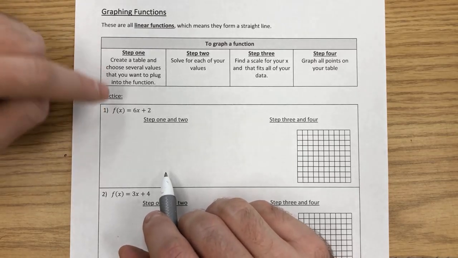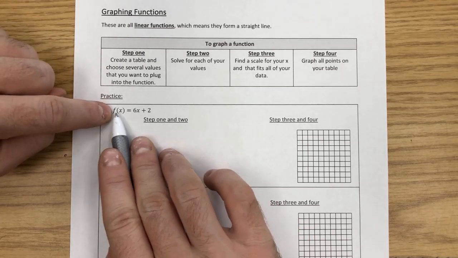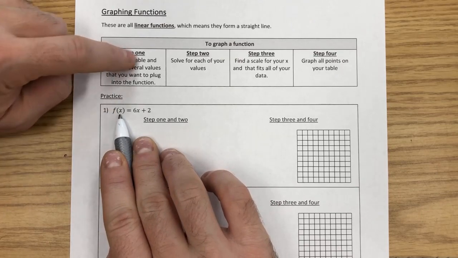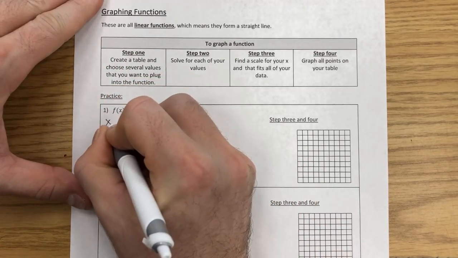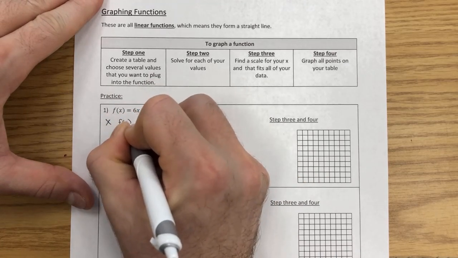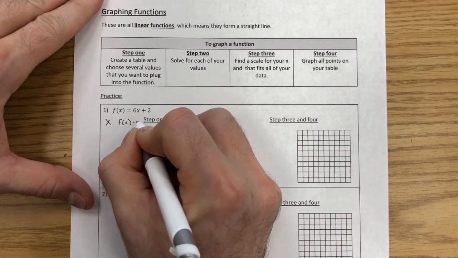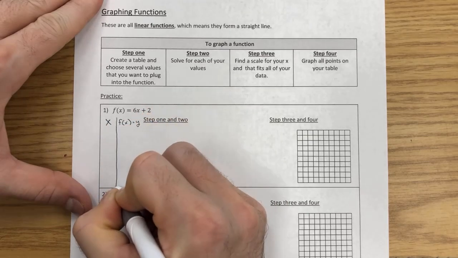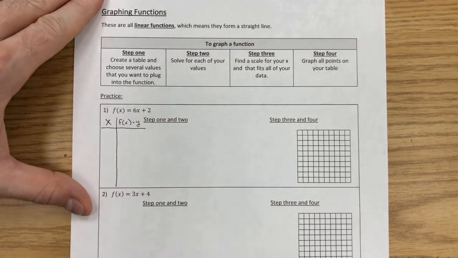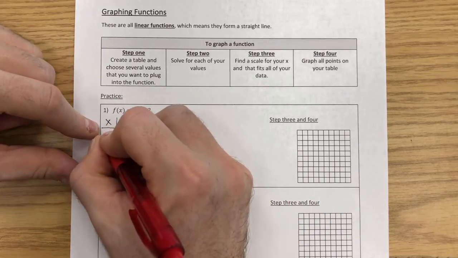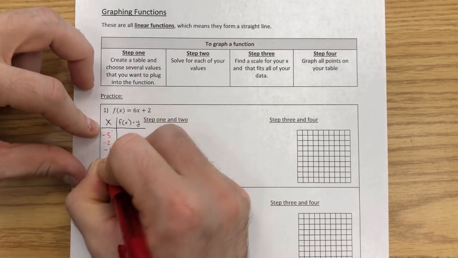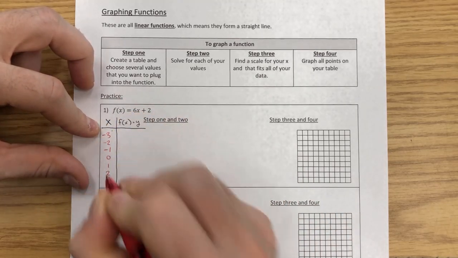The first step, when we have a function called f, we need to plug in values for x. So we need to make a table and pick values that we want to plug into this. So we're going to say x and f of x. And remember, f of x is our answer, which most of the time we're going to look at as our y. So f of x and y are going to be the same thing. This is an x, y table. And we're going to take several values. In this case, we're going to take -3, -2, -1, 0, 1, 2, and 3.